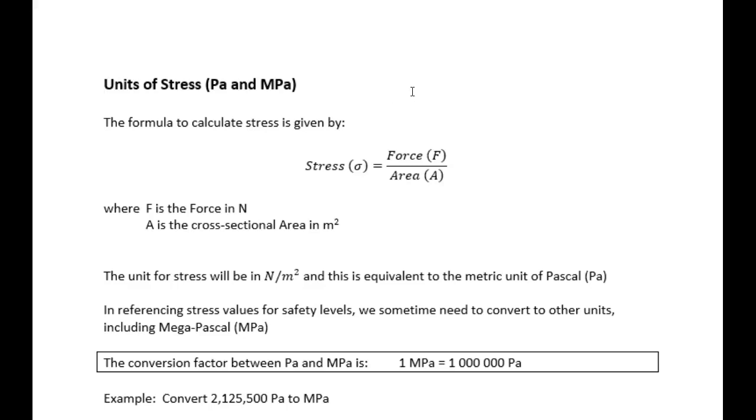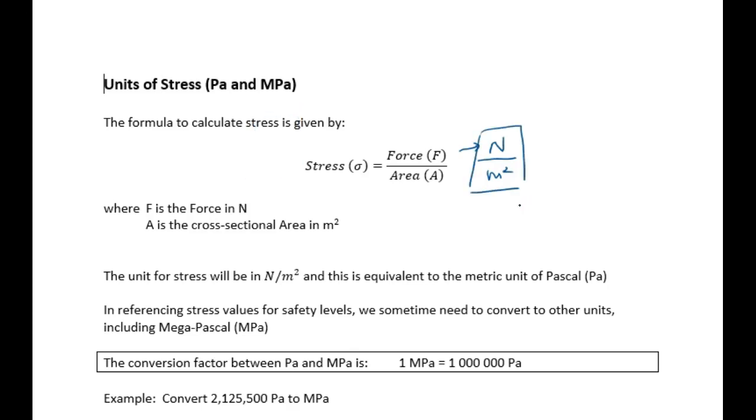So let's consider the common units of stress. First we're going to look at what's called pascals and megapascals. Just recall that the formula to calculate stress is that stress is actually the force per unit area, where force is the force obviously in newtons and area is a cross-sectional area in meters squared. So the unit for stress is going to be force in newtons over area in meters squared. So your unit coming out is going to be newtons per meter squared.